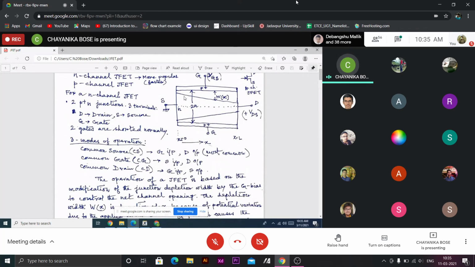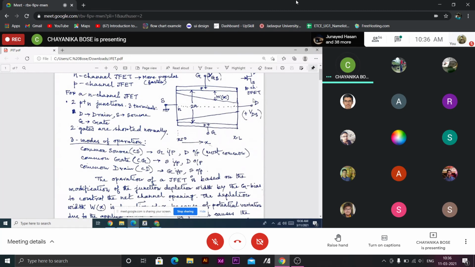So when initially VD is very small, this reverse bias we can ignore. The entire channel is open for current flow, and current is proportional to the drain voltage applied. VGS is 0. So we get the linear region of these characteristics. Now when VD further increases, the N channel now gets significant positive bias with respect to the P plus gate at 0. So it gets reverse bias and the depletion region extends into the source region.